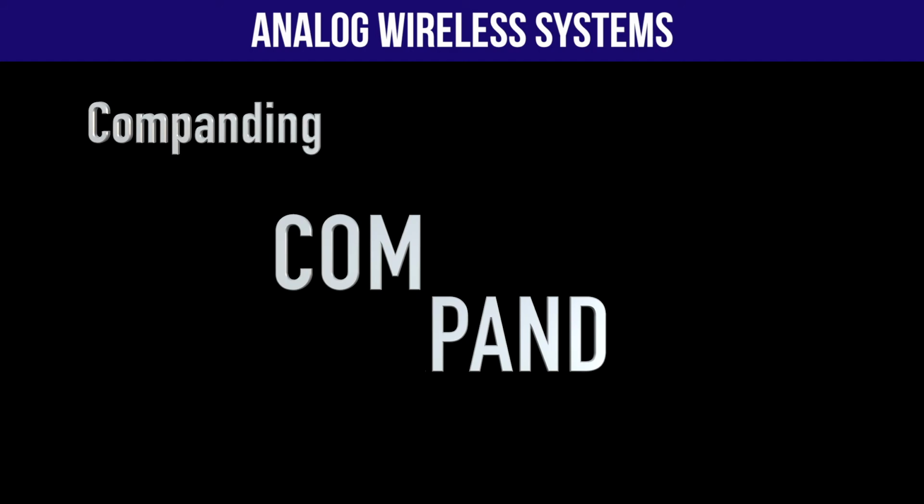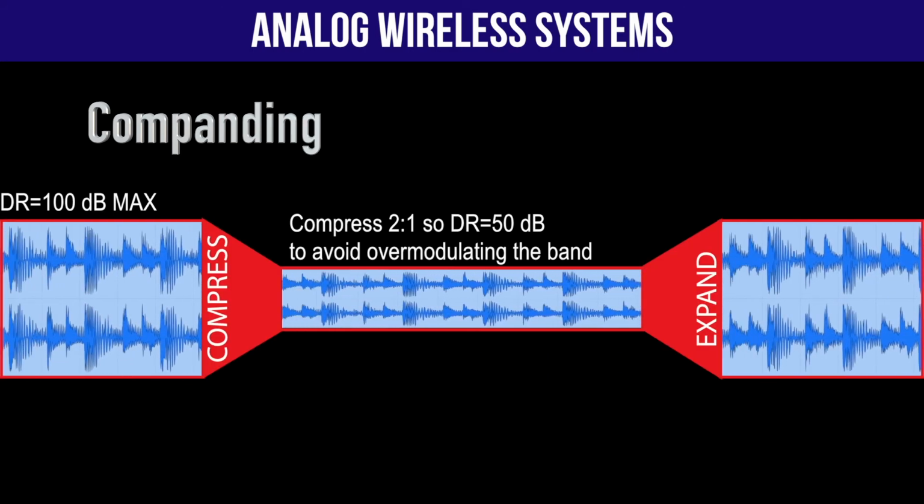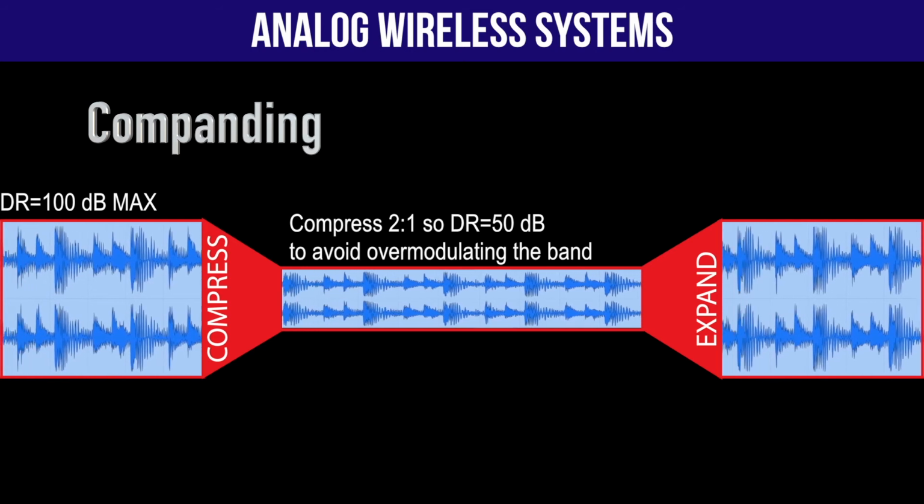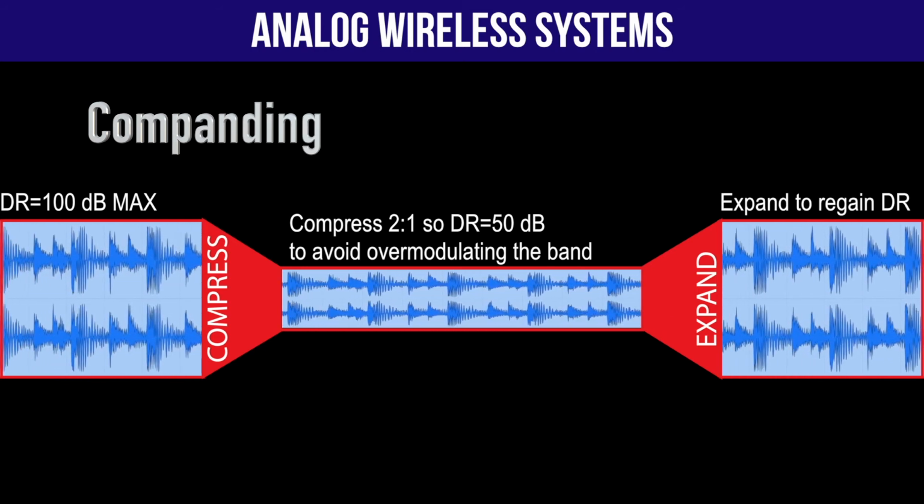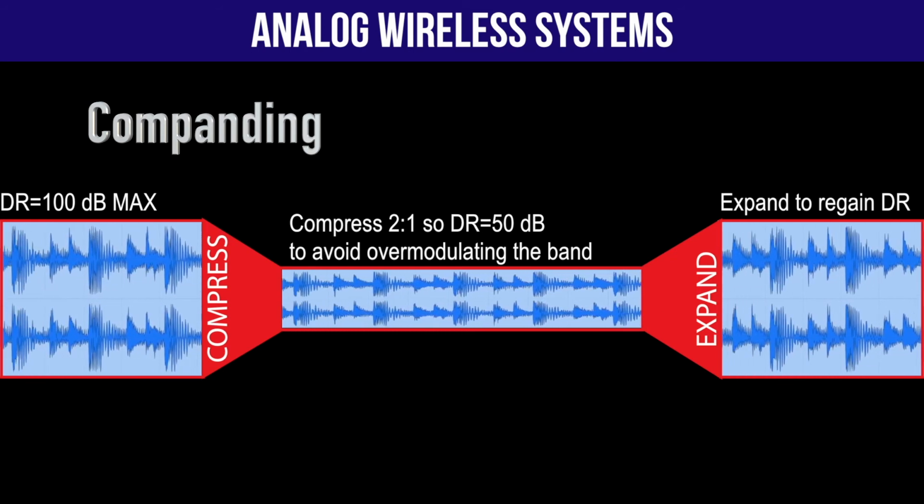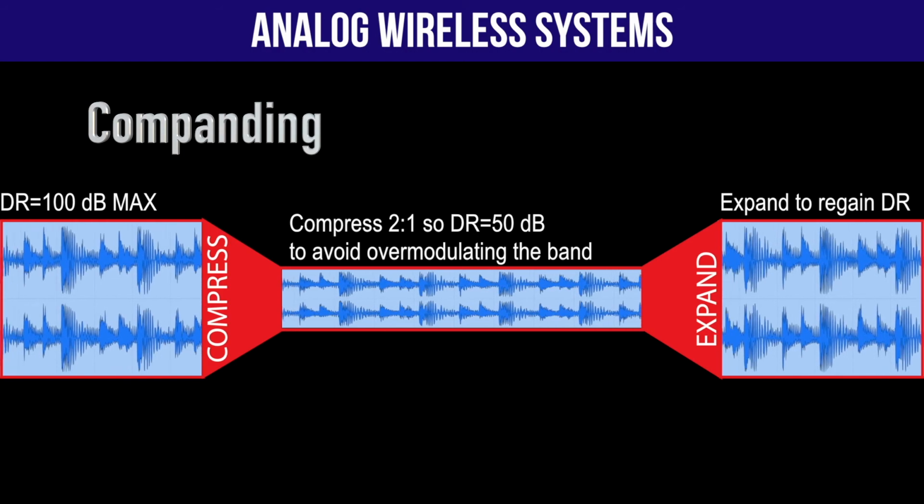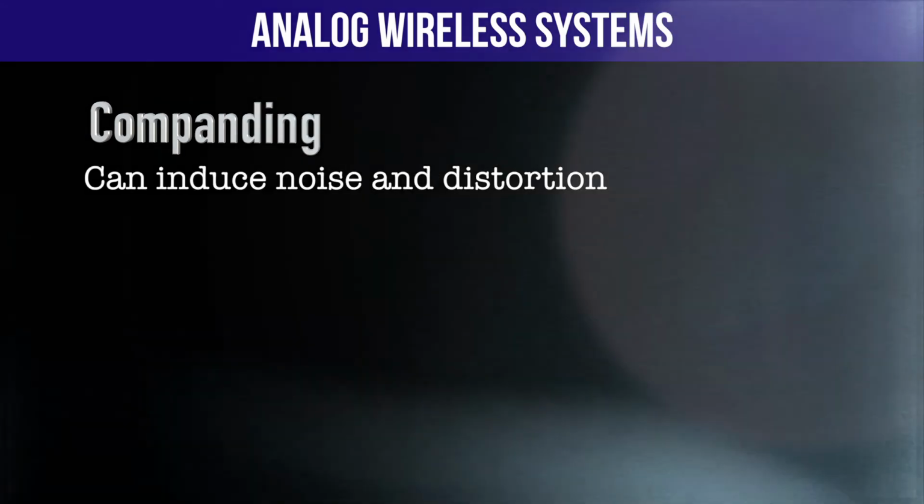Analog systems require that a process called companding be used. First, to compress the signal so that it won't oversaturate its selected frequency band, and secondly, to expand the compressed signal to regain its original dynamic range. This combination of compressing and expanding is effective but not sonically transparent. It can induce noise and distortions to the original source signal.